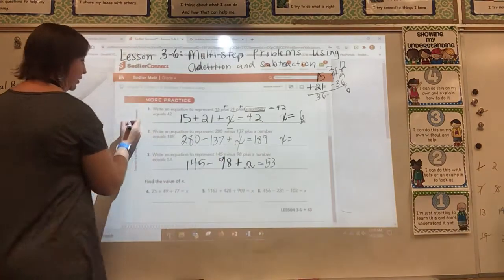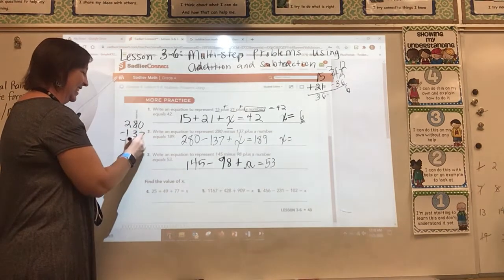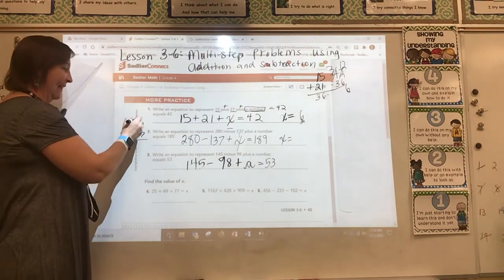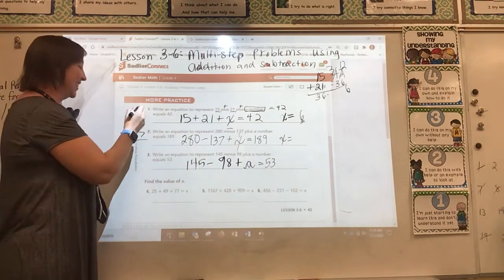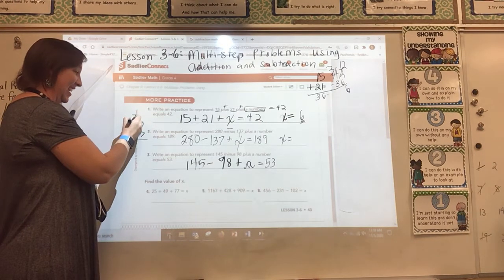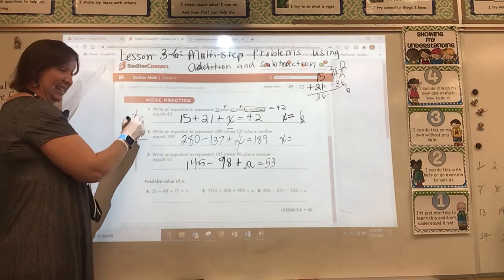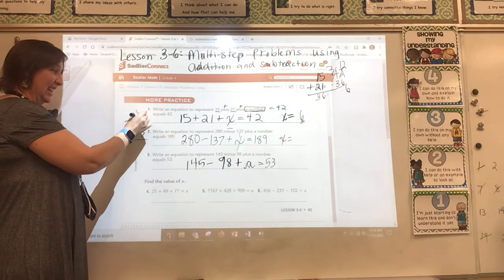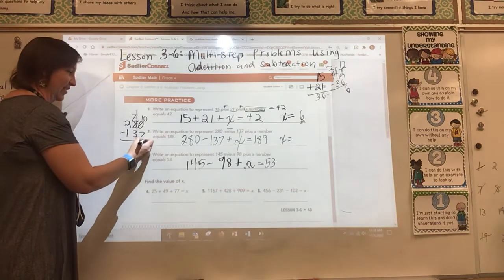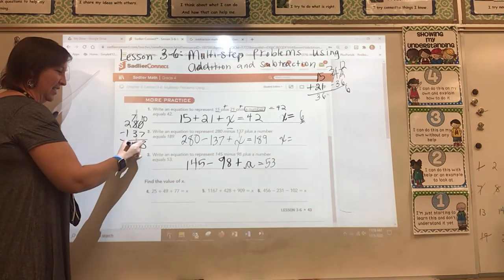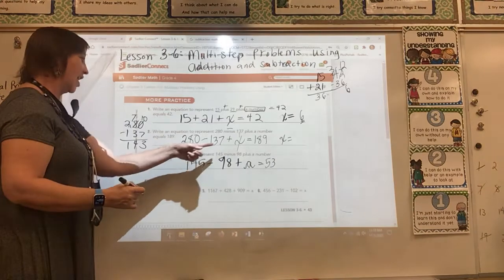So what's 280 minus 137? Can I subtract from the 0? It's my next step. Just take it step by step. Cross out the 8, make it a 7. This 0 becomes a 10 because I'm bringing 1 over to the 0. So 10 minus 7 is 3. 7 minus 3 is 4. And 2 minus 1 is 1. So the first part I have is 143.